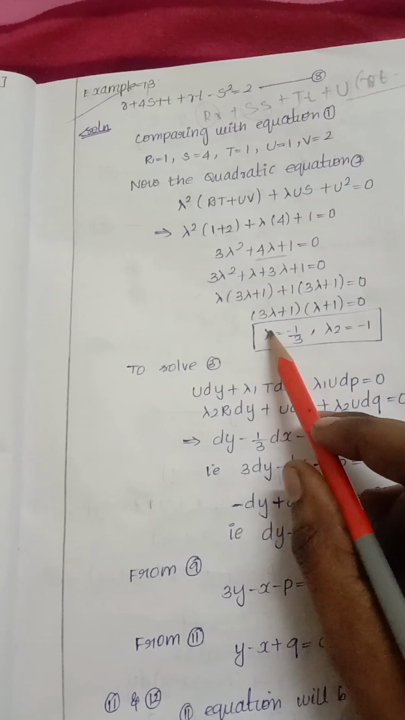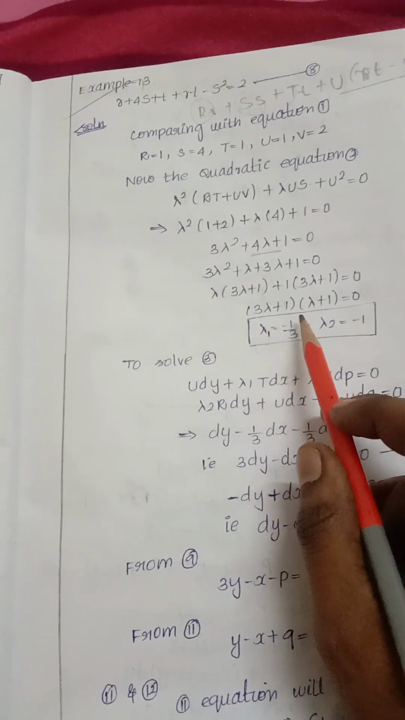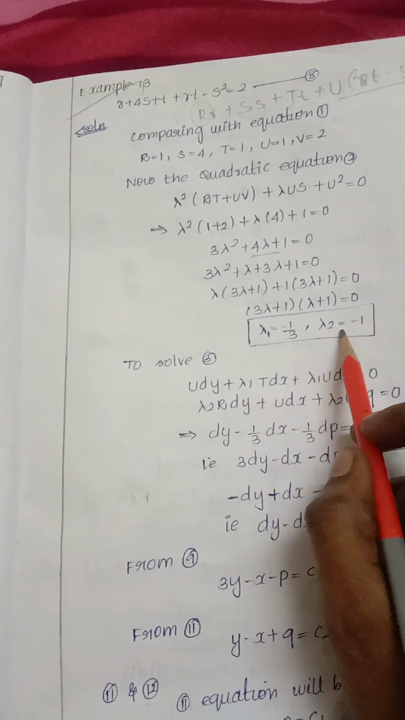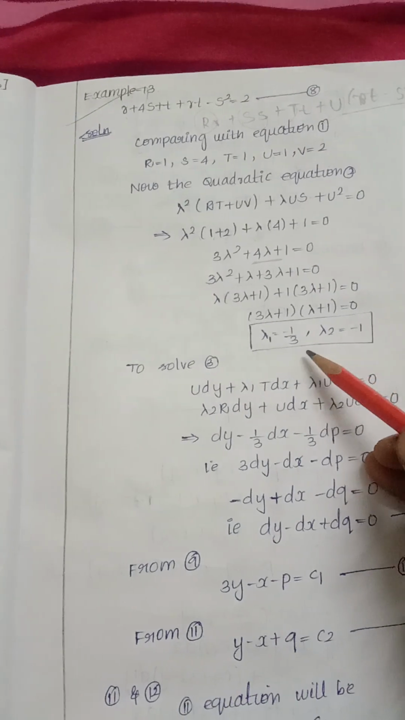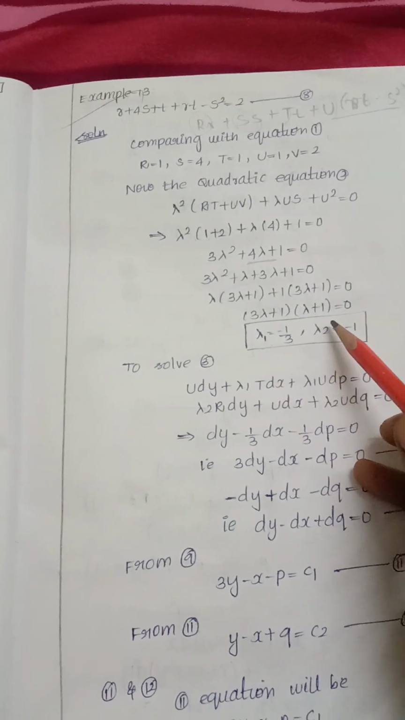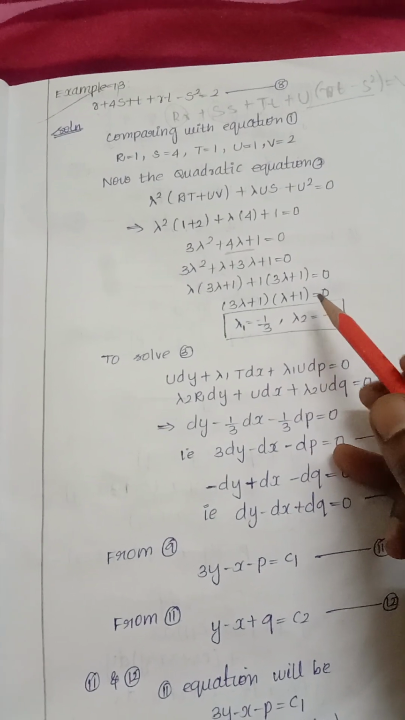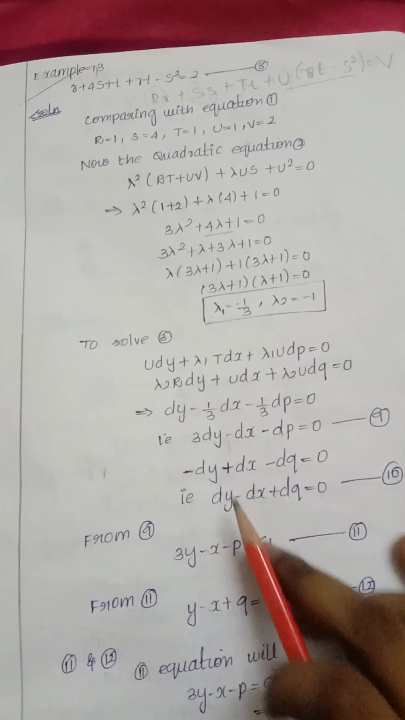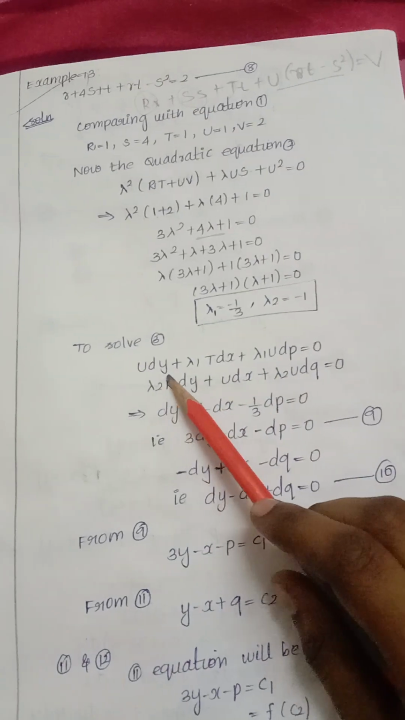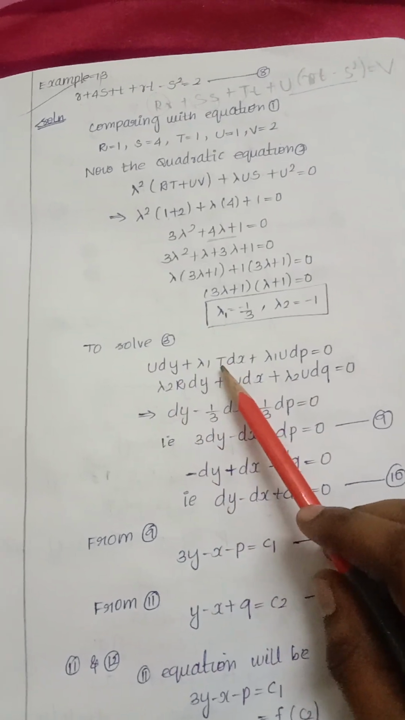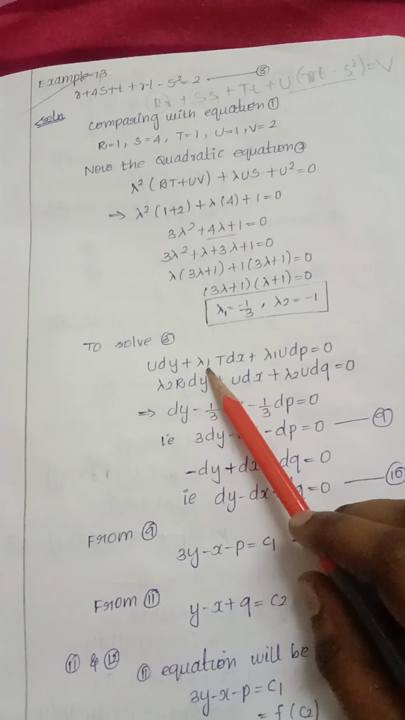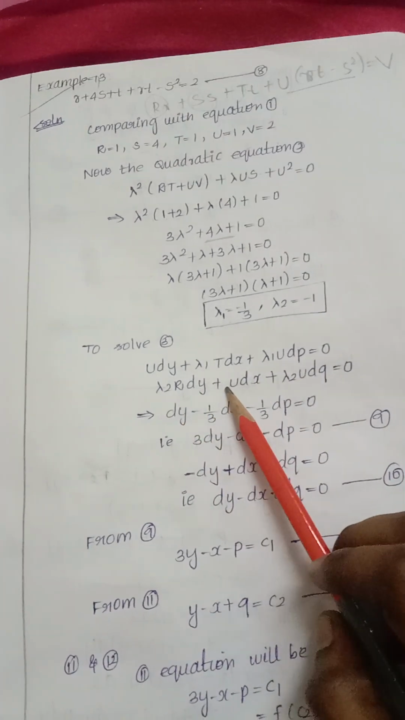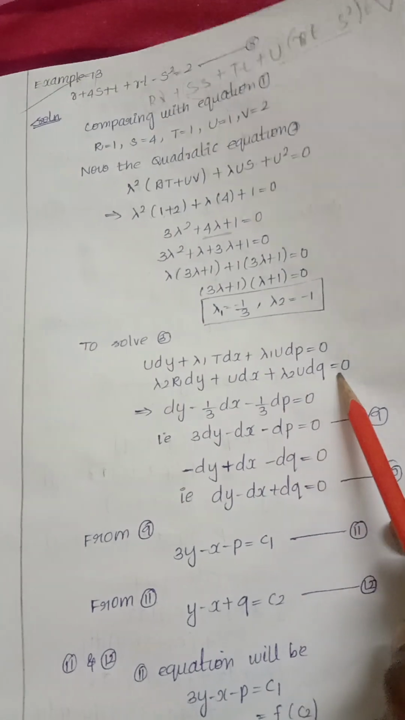Next we have to find the λ1 and λ2 values. So λ1 equals -1/3 and λ2 equals -1. So we find the λ1 and λ2 values from the quadratic equation. Now we have to substitute the λ1 and λ2 values in the first pair: U dy + λ1 T dx + λ1 U dp = 0, and λ2 R dy + U dx + λ2 U dq = 0.